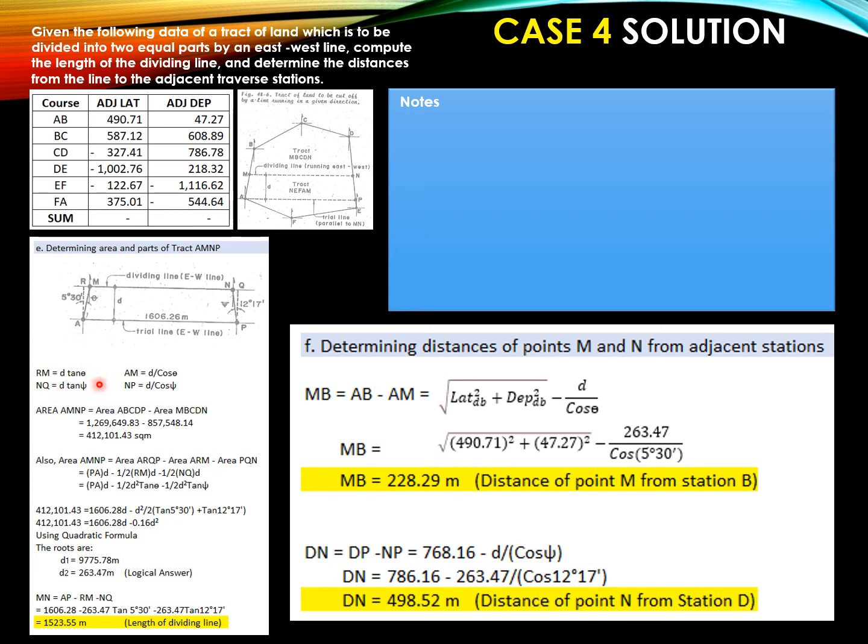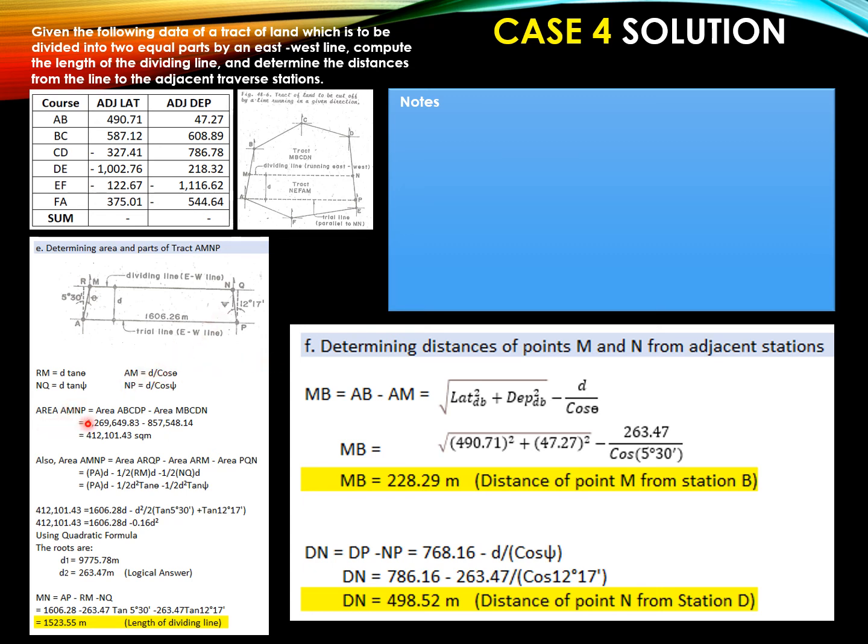Ayan, makukuha mo to si tangent theta, dito si RM. Tapos yung D ito. Create ka ng triangle, RMA. Kaya mabubuo mo tong D tangent theta. And also dito si NQ, dito din galing D tangent angle. Galing siya sa cosine, sine, and tangent. So, depende para makuha mo itong mga values na to.